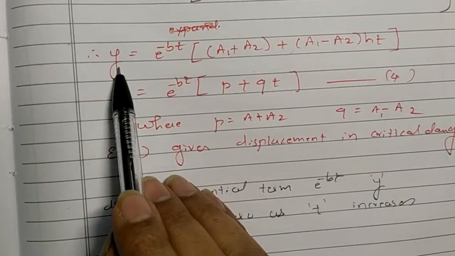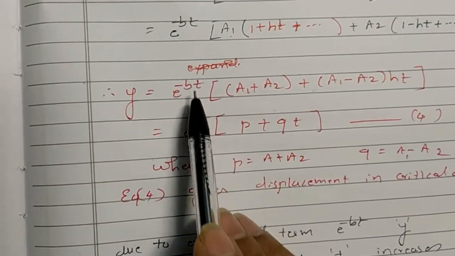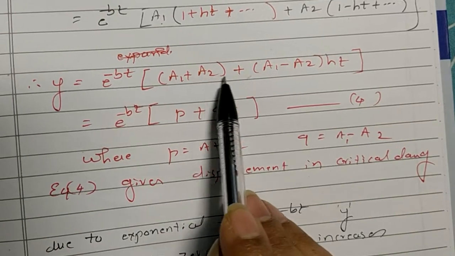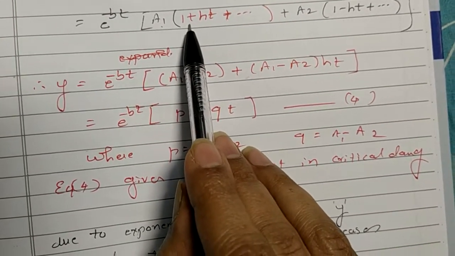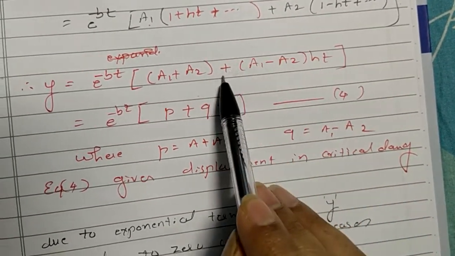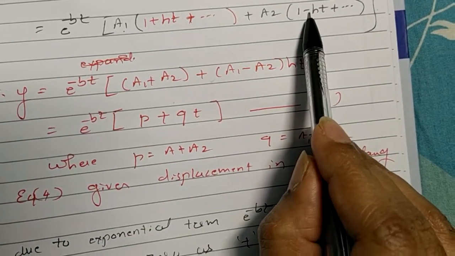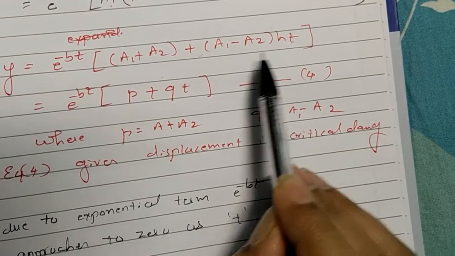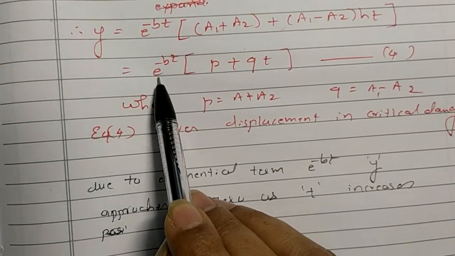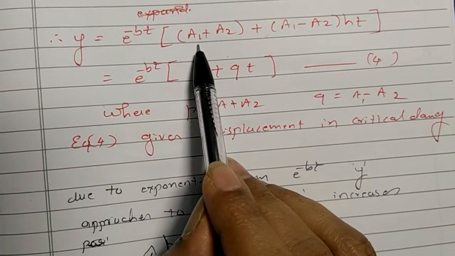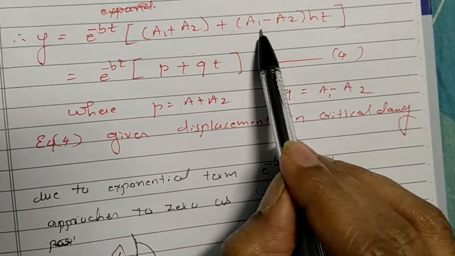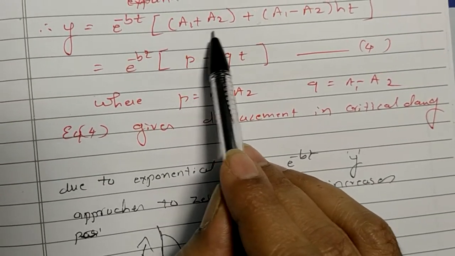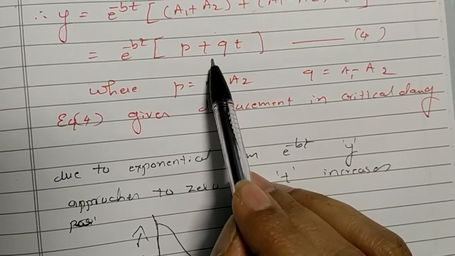Now rearrange the equation. y is equal to e to the power of minus bt, as usual, times a1 plus a2, since the first terms are added, plus a1 minus a2 times ht. Now continue with e to the power of minus bt. I will take a1 plus a2 as p, and a1 minus a2 as q for the time being. So what remains is p plus qt.